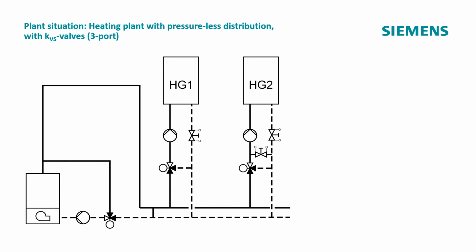Here is the plant situation. In this plant, the main pump at the boiler ensures that the water circulates across the boiler and the main distribution pipes to the bypass. The two consumers, heating group 1 and heating group 2, are equipped with a mixing circuit. They must retrieve the required amount of water with their respective pumps from the bypass.